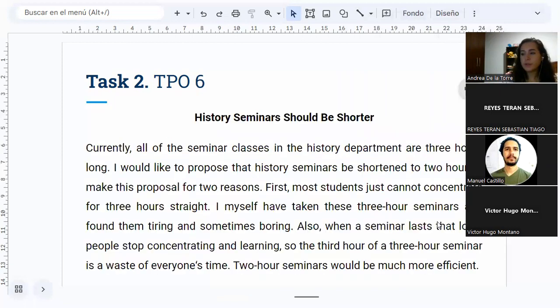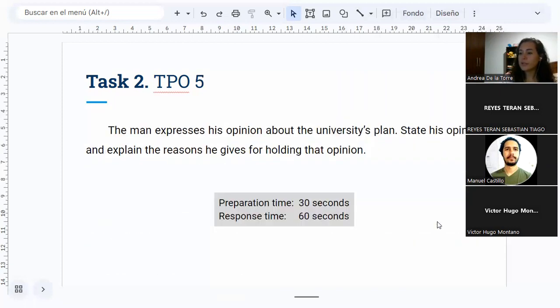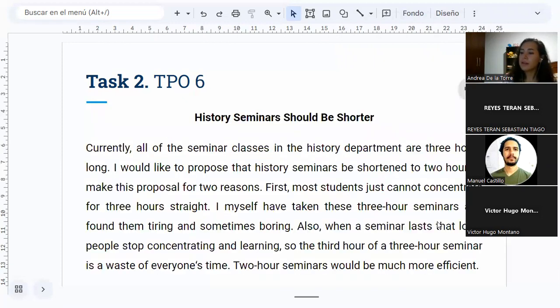Okay, guys. So in that case, we've seen one where the student is in favor of the plan, right? Let's see another one. This is the next one we'll do. It will be the same. You still have 45 seconds to read the text.